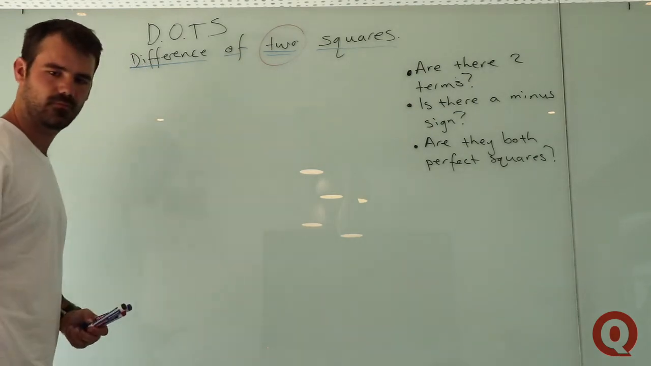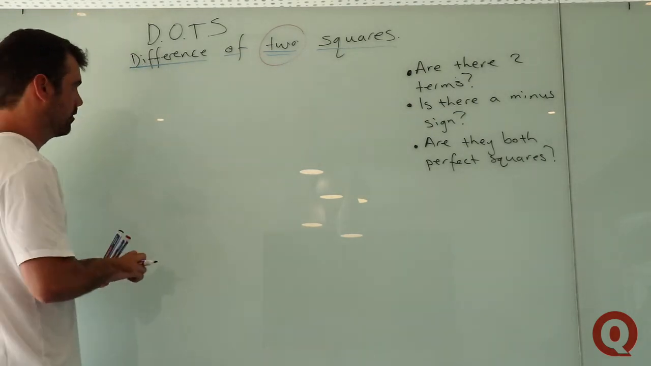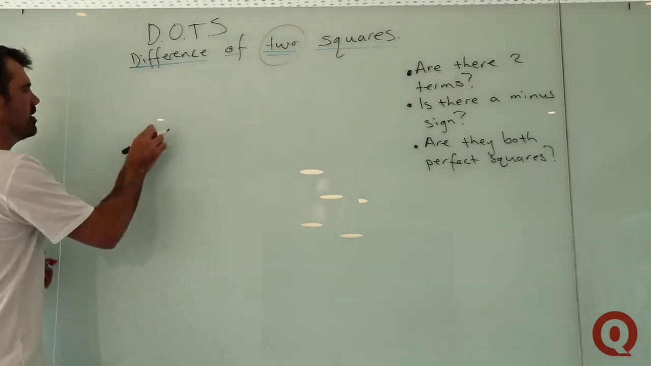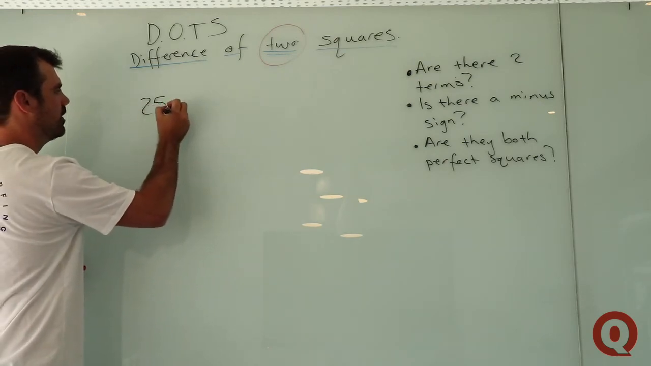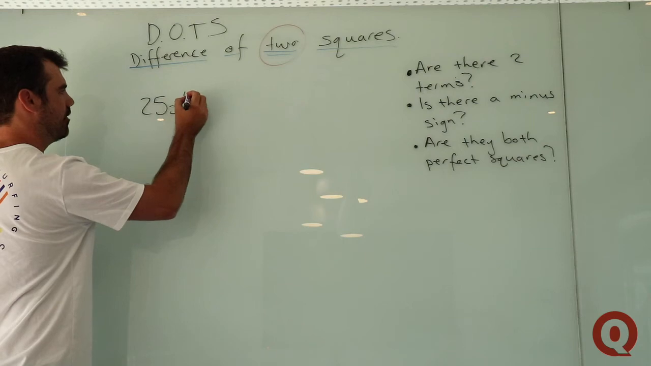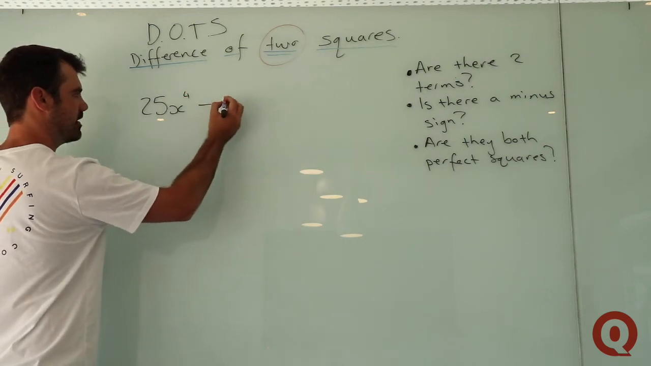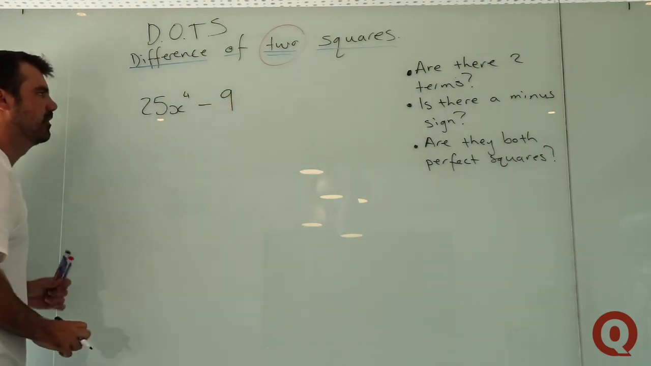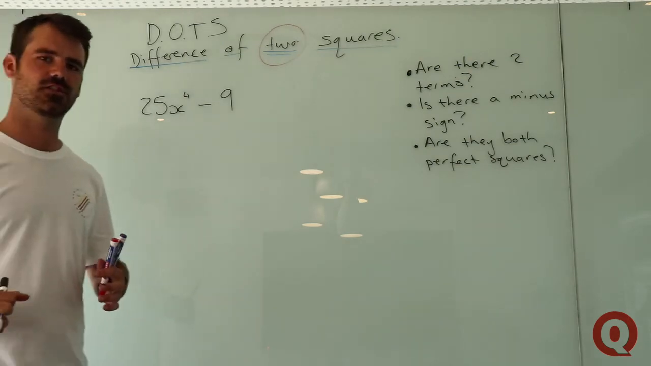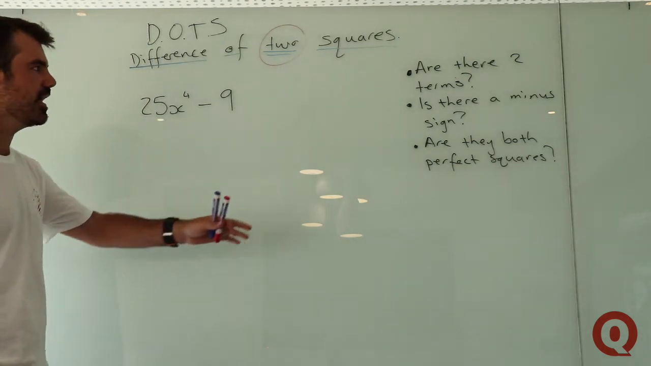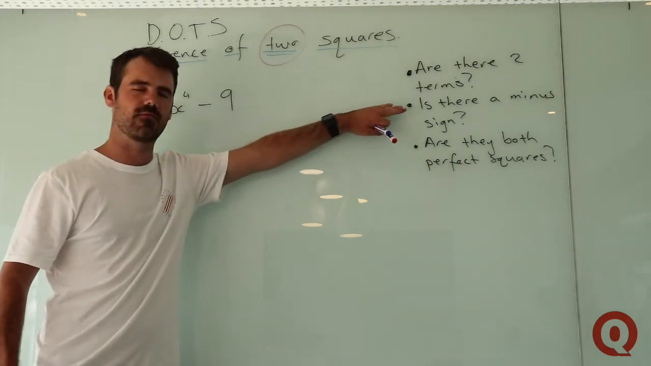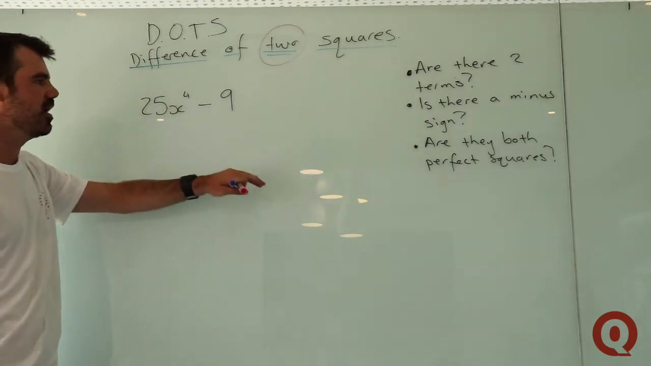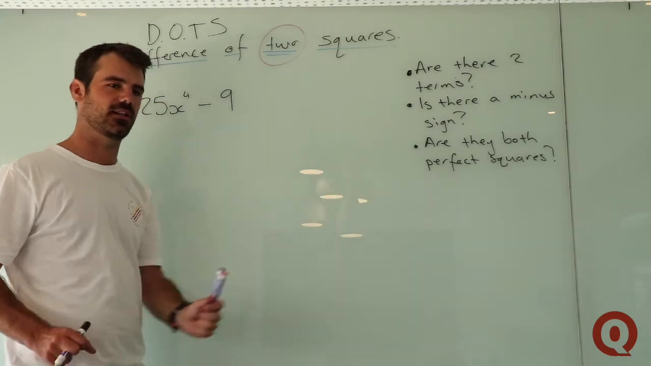Alright, so we've got the expression 25x to the power of 4 minus 9. Alright, we want to know if we can use difference of two squares to factorize this. Again, let's look at our questions. Are there two terms? Yes, there are. Is there a minus sign? Yes, there is. Are they both perfect squares? Well, let's check that out.